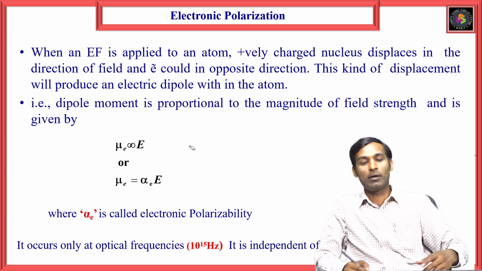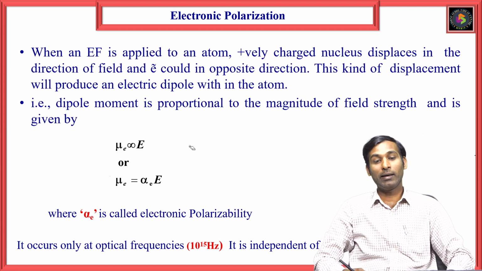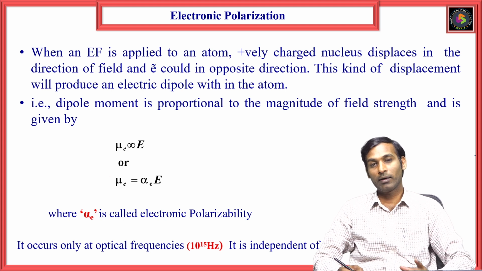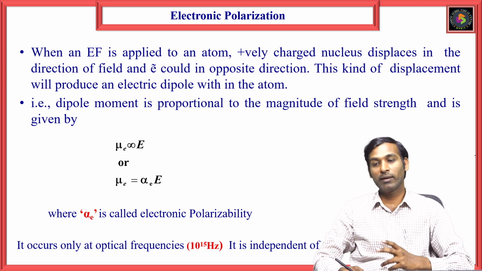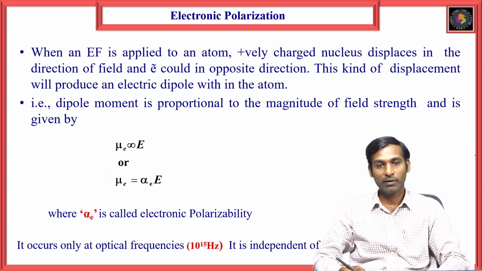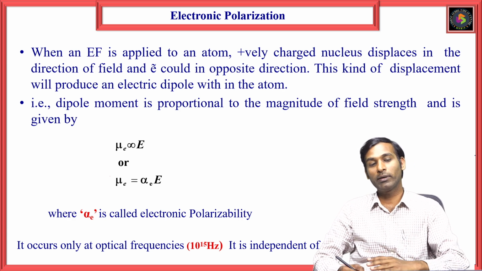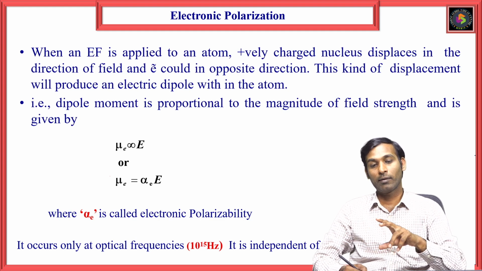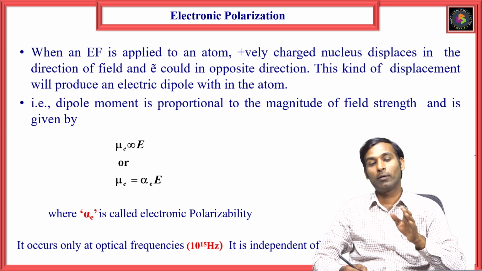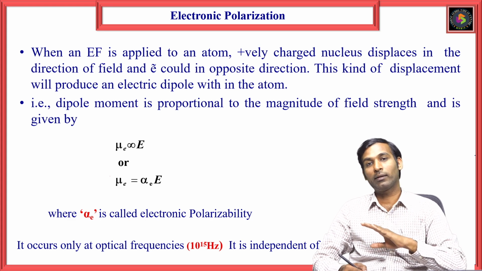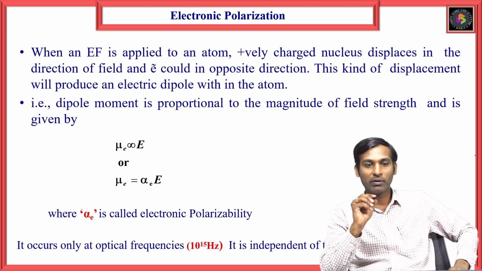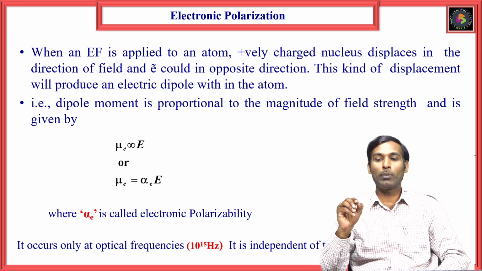Now you can see here, when an electric field is applied to the atom, what happens? The positively charged nucleus is displaced in the direction of the field and the electron cloud in the opposite direction. We are taking here a dielectric substance material, considering the atom. When an electric field is applied to an atom, the positively charged nucleus is displaced in the direction of the field, and the electron cloud in the opposite direction.